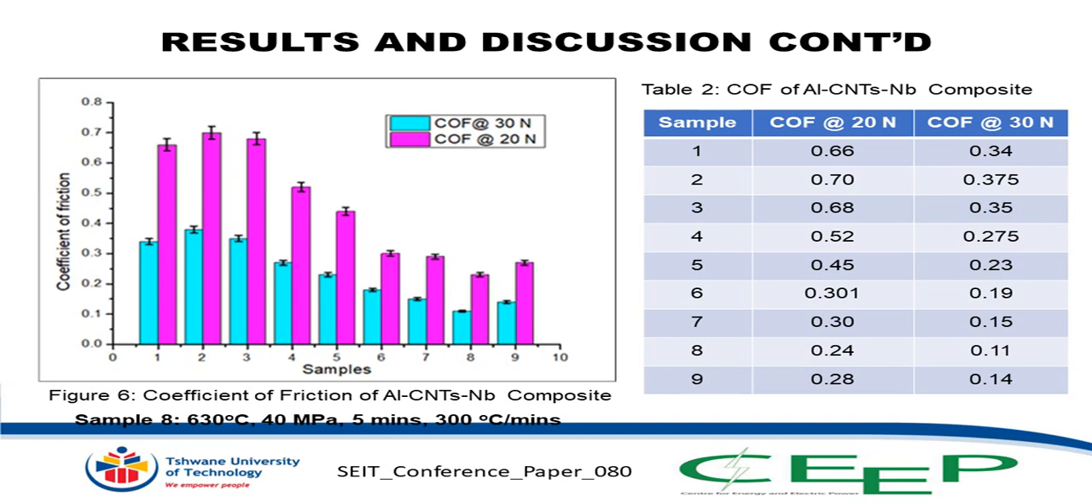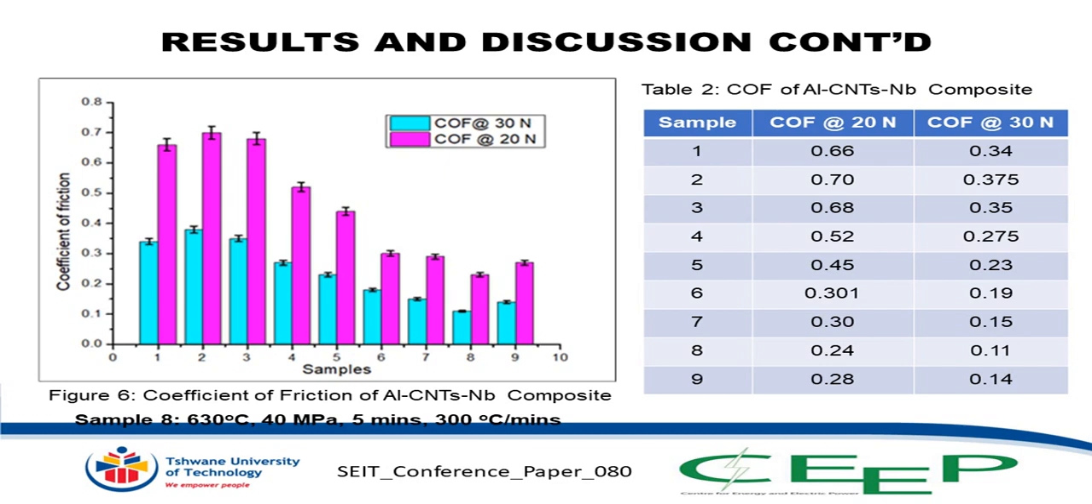This is the result of the coefficient of friction of the sintered samples. Here we can see the material with the least coefficient of friction, which is our interest, is sample 8, sintered at 630 degrees Celsius, 40 megapascal, 5 minutes, and 300 degrees Celsius per minute.